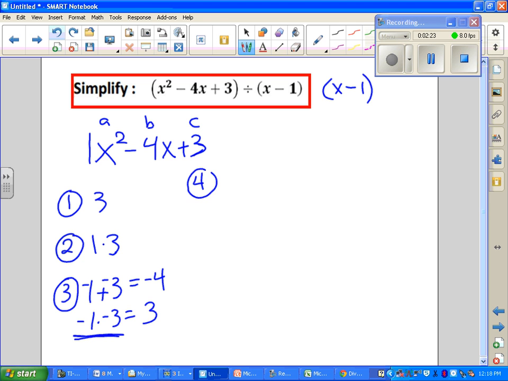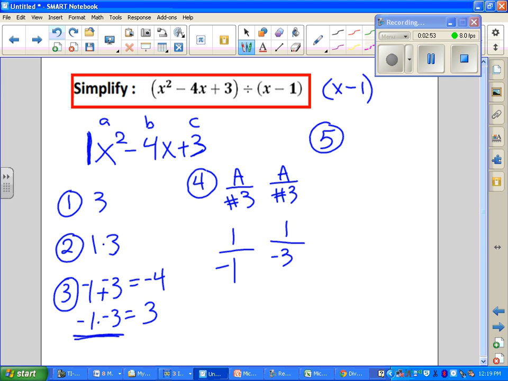Step 4, make my fraction. The value of a over the first answer in number 3, and the value of a over the second answer in number 3. My value of a is 1. Put that in right here. My first answer for number 3 is negative 1. My second answer for number 3 is negative 3. Both of these are in lowest terms, so I don't have to break them down. And step number 5 is writing them in parentheses. So it's 1x minus 1 and 1x minus 3.